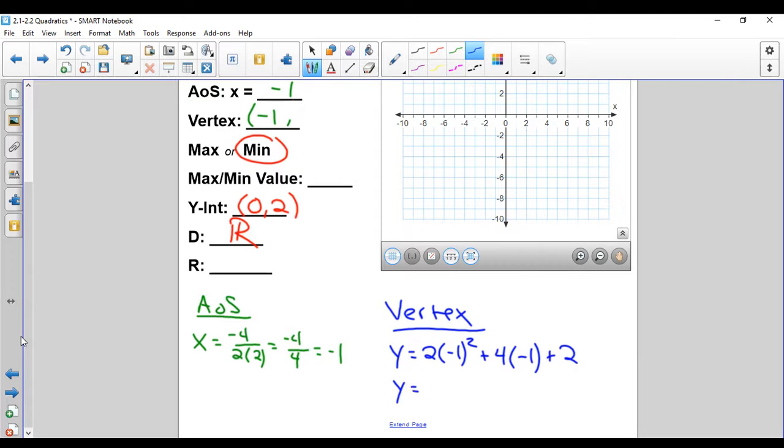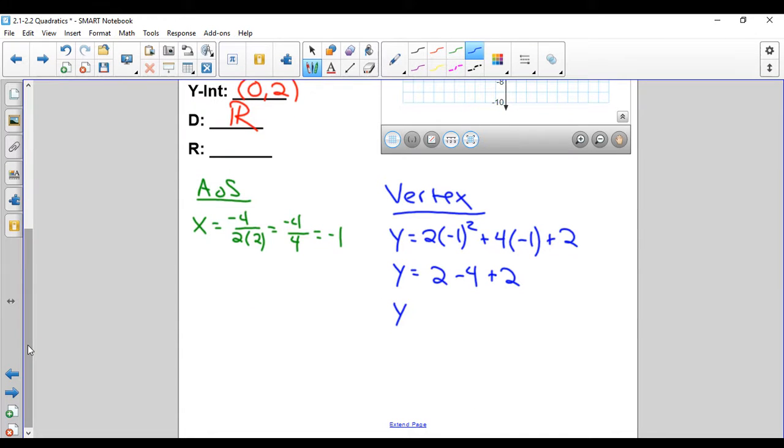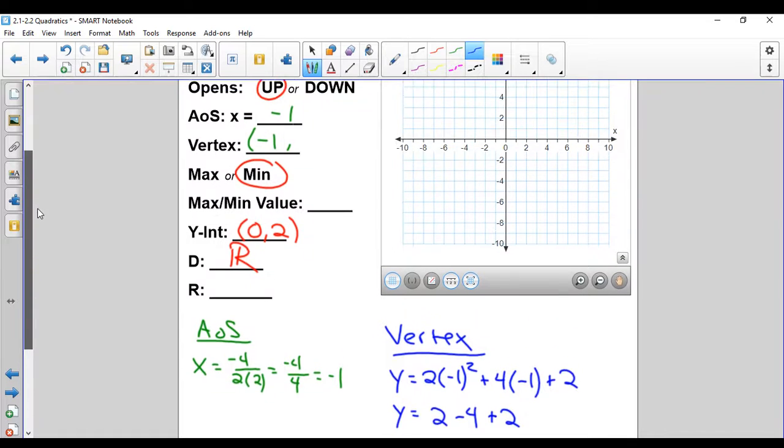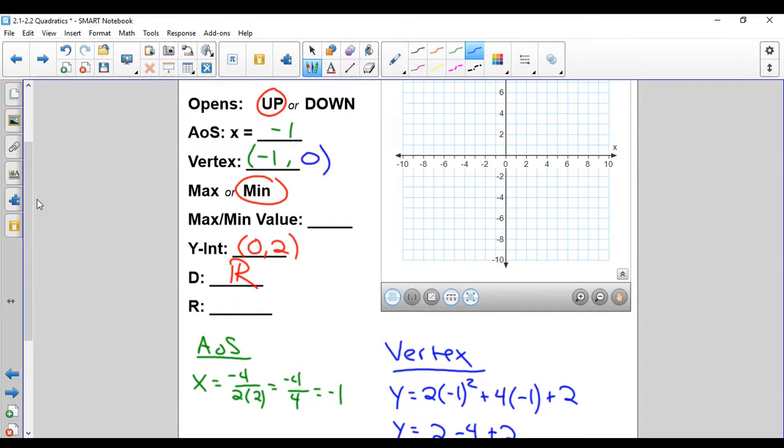-1 squared is 1. 1 times 2 is 2. Minus 4 plus 2. So 2 minus 4 is -2 plus another 2 is 0. All right, and that's just fine. So we get y equals 0. That means my vertex y value is 0. That means my minimum value is 0. That means my range is 0 to infinity. That helped us out with the rest.